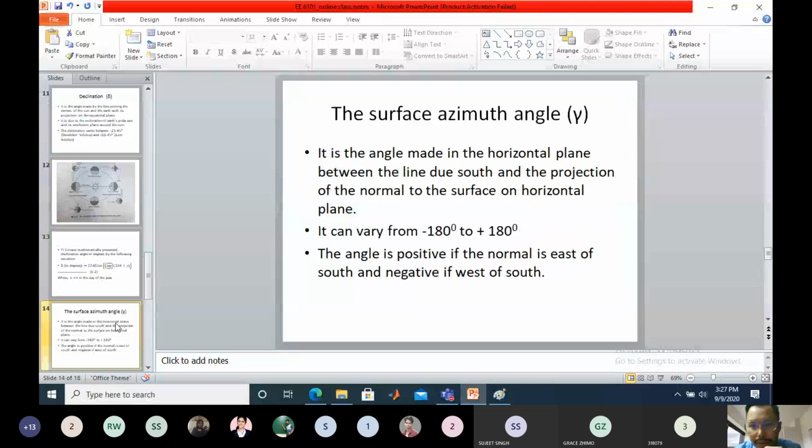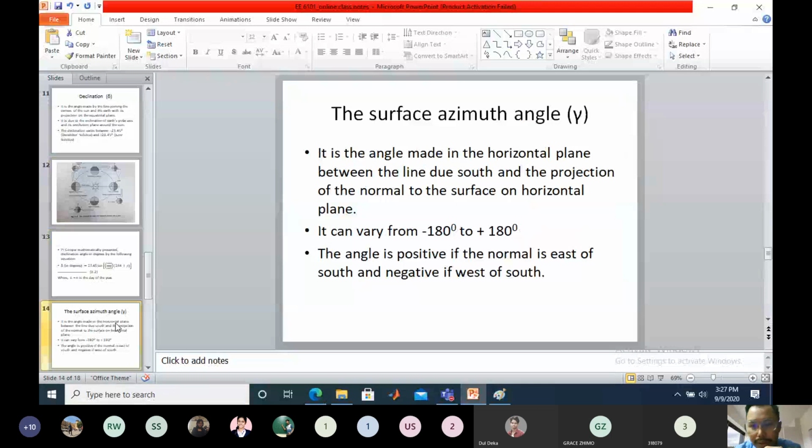I've already talked about the view south for this particular point. Using this I can figure out this direction is exactly pointing the southern direction. So this is the due south. This dotted line and due south are in the horizontal plane; in some books you'll see it called due south. The angle between this due south and the projection of this normal to the horizontal surface is nothing but the surface azimuth angle.